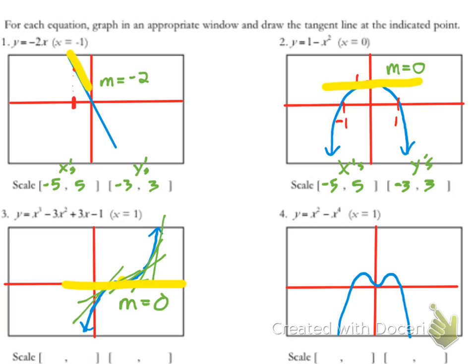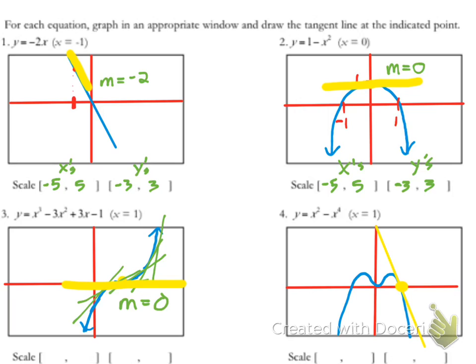-5 to 5 for my x's and -3 to 3 for my y's in that window. If I go to x equals 1, it's right on that intercept. It's where it crosses. Definitely downhill. Looks really steep. Steeper than like -1. So I'm thinking negative something bigger than 1. And it's kind of a guess at this point. It's hard to tell just looking at it.